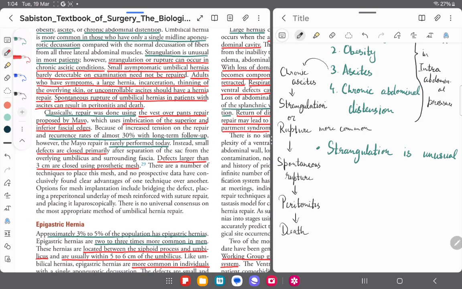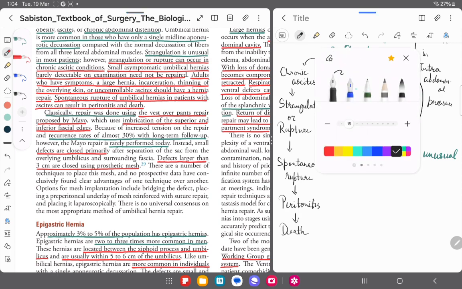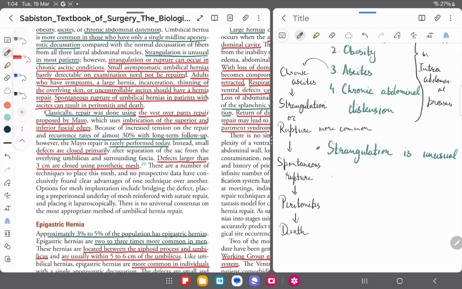So small asymptomatic umbilical hernias, barely detectable on examination, need not be repaired. The next point is that small asymptomatic umbilical hernias don't need surgery.